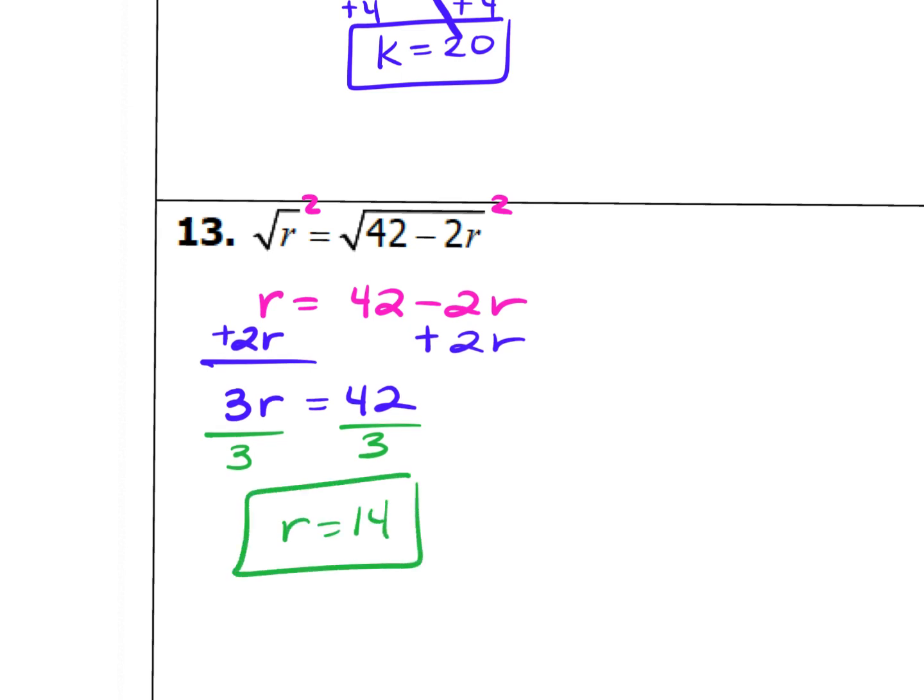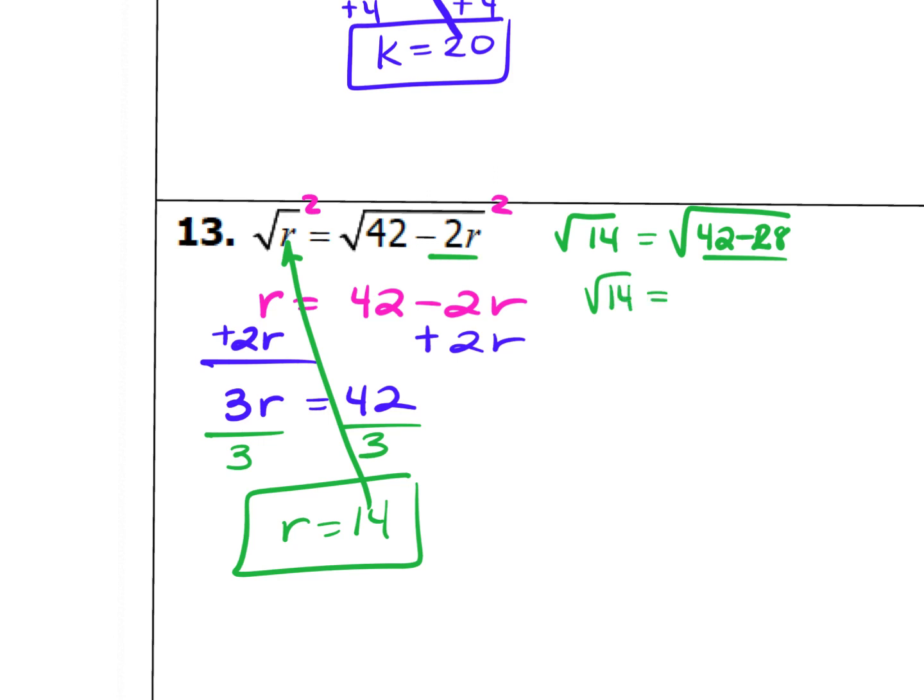And again, if you plug that in, the square root of 14 would have to equal the square root of 42 minus 2 times 14, so 28, which is 14. So the square root of 14 equals the square root of 14, so that checks out, so that's a good answer. Okay?